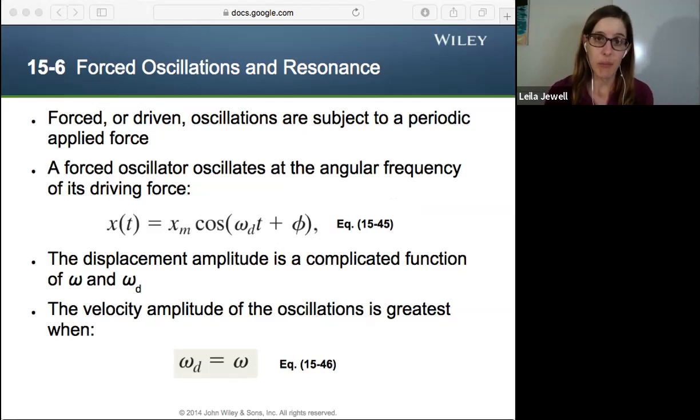So we see almost the same equation, x of t is equal to x_m cosine of omega_d times t plus phi. The only difference is that it's the driving frequency here that results in the displacement. The actual displacement amplitude is a complicated function that depends on the natural frequency, omega, of the oscillating system and the driving frequency, omega_d, right?